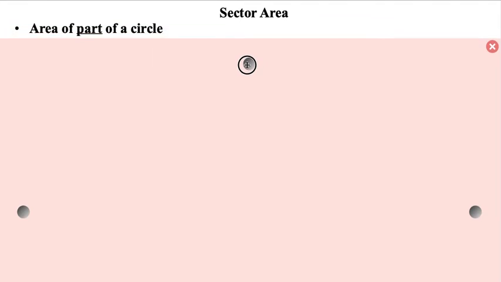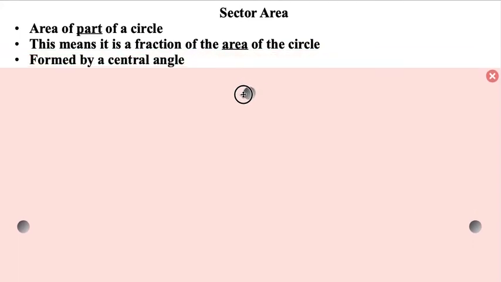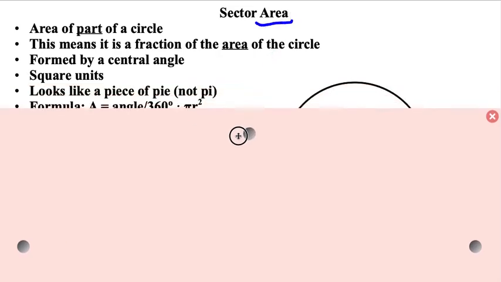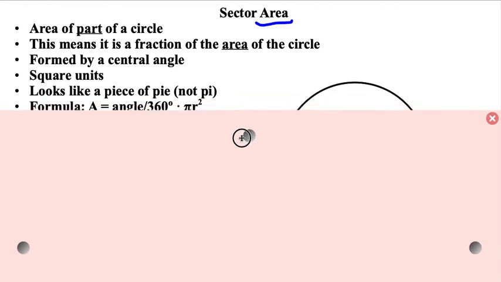So the next thing is sector area. Very similar. A sector is part of a circle, and it's particularly the area of that part of the circle. It's a fraction of the area of the circle, and it's formed by a central angle, again very much like the arc length. It has square units because it is indeed an area. And you've probably eaten pie, the I-E version, and that's exactly what a sector looks like.